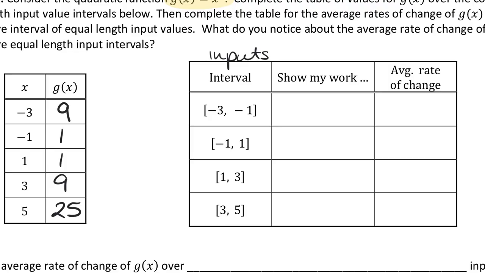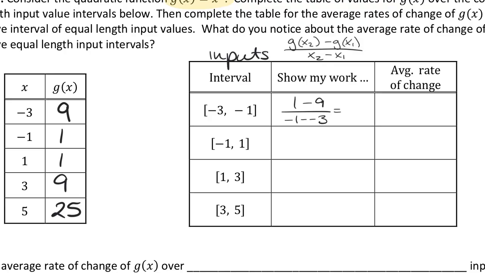But what we're going to do is put the outputs on the top and the inputs on the bottom. The output at -1 is 1, and the output at -3 is 9, over -1 minus -3. If you're like, Miss Quigley, where are you getting these numbers from? Remember, average rate of change for this problem would be g of x2 minus g of x1 all over x2 minus x1, where the outputs are what we got from the g of x side of the table, and the inputs are from the input side of the table.